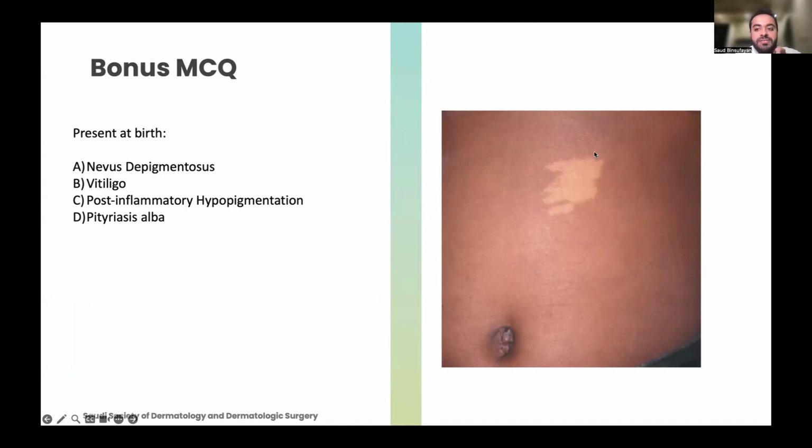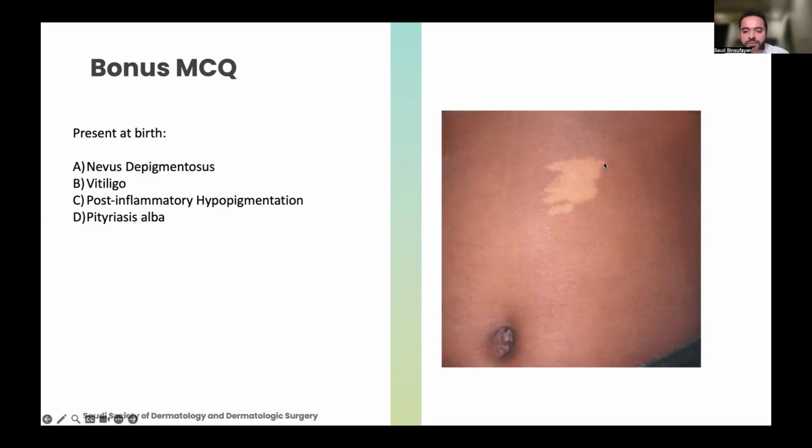So this picture is nevus depigmentosus. The name is depigmentosus, but really it's a hypopigmented patch rather than a depigmented patch. Nevus depigmentosus is basically a misnomer. It's a hypopigmentation rather than depigmentation. And the key word here is present at birth. Whenever we see this, we can tell that this is most likely nevus depigmentosus.